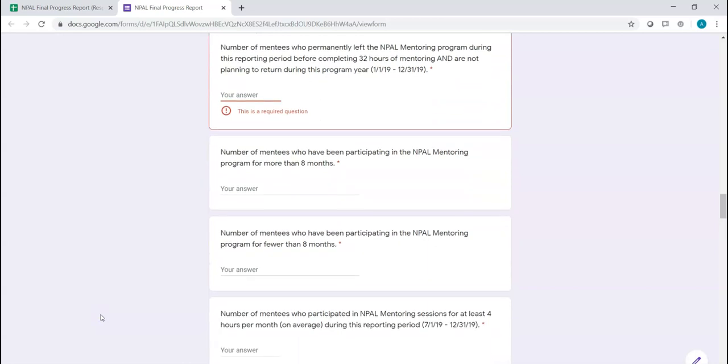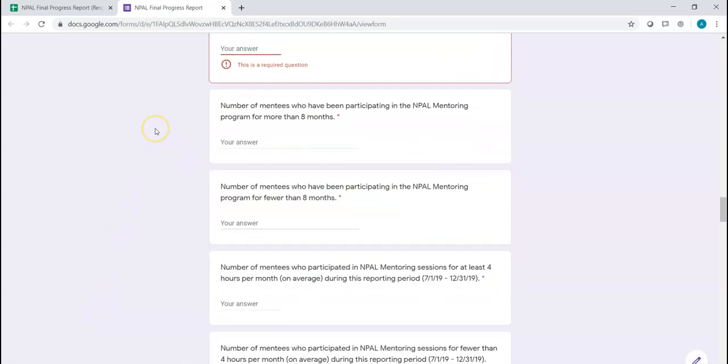These next few questions have to do with the number of mentees who've been participating in your program for at least 8 months or less than 8 months. So this one: number of mentees who have been participating in the NPAL mentoring program for more than 8 months. This is the folks that have been regularly attending your program pretty consistently for quite some time. If folks missed 2 to 3 sessions along the way, they were sick or what have you, you can certainly still include them in this response.